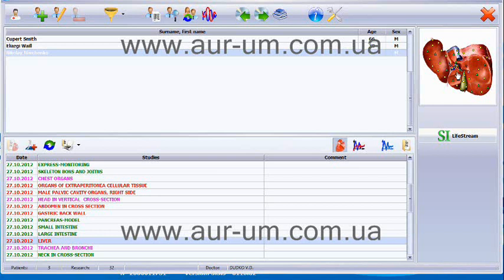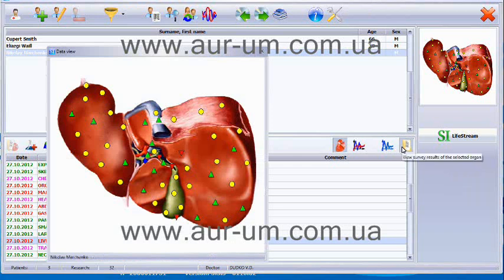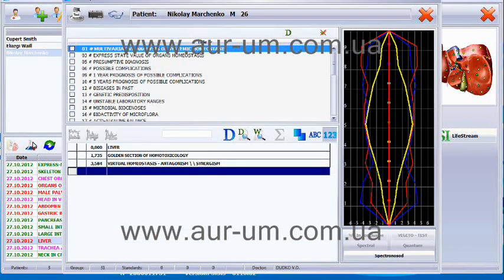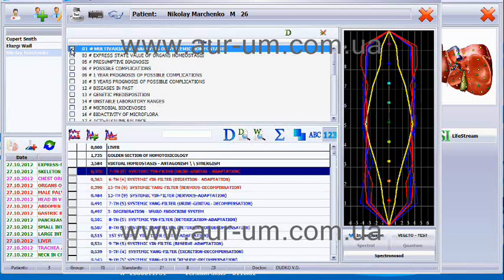We can always press on the image itself. We can press the View Survey results of the selected organ to see the stress markers. Sometimes they also indicate which area is especially under stress, so which area is most probably suffering from a disease or microorganism. Let us now go to the data analysis to see the details on the liver. Here is the name of the organ. We see that the liver is mostly negatively affected by urine genital adaptation.